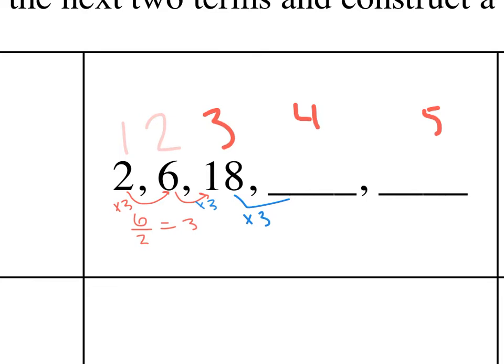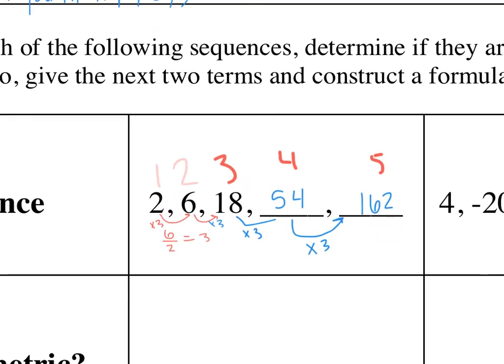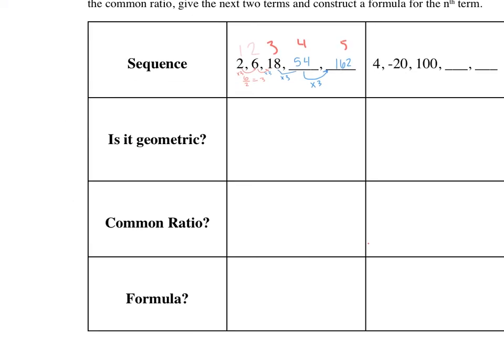That's when I would simply ask one of you to take out a calculator, but since I'm not here to yell at any of you, I'll just tell you, 18 times 3 is 54. And then we ask ourselves, what's 54 times 3? This is when you all shout out at once, 162. Those are our next two terms. So it is geometric.